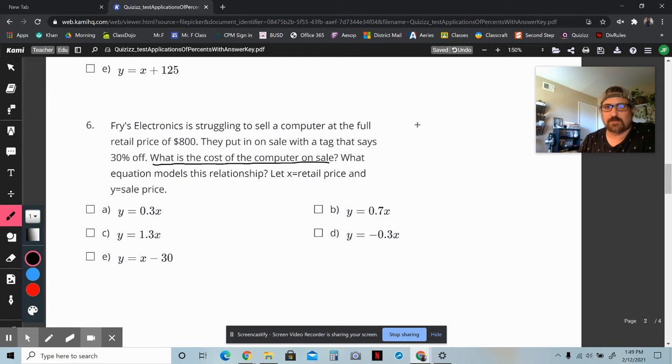This time, you have a sale price that's equal to the retail price minus 30% of the retail price. This is the sale price is equal to 0.7R, in other words, 70% of the retail price is the sale price. If we want to use the variable X for retail price and Y for sale price, then you're looking at Y is equal to 0.7X. So the correct answer here is this one, right? It says, what is the cost of the computer on sale? On sale, you'd pay Y equals 0.7X, 70% of the original price, of the retail price.